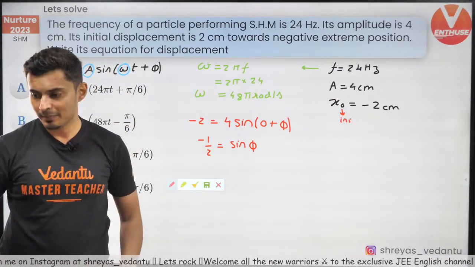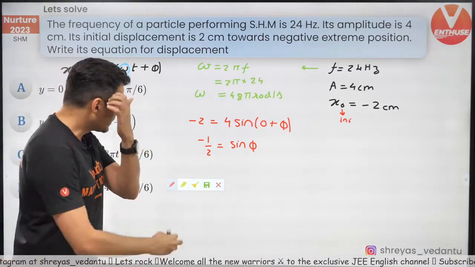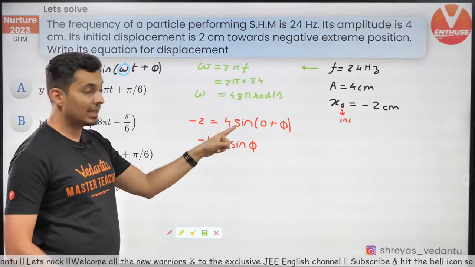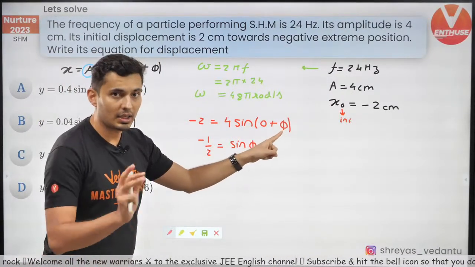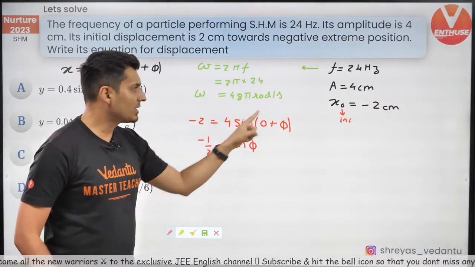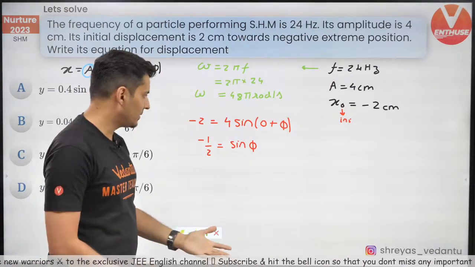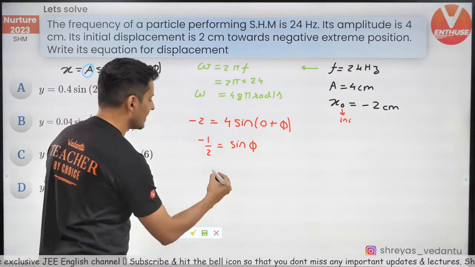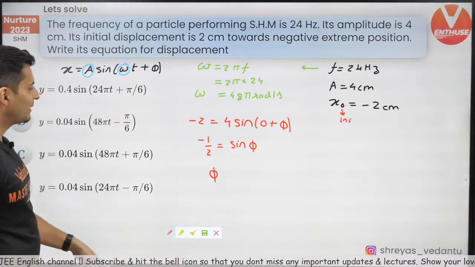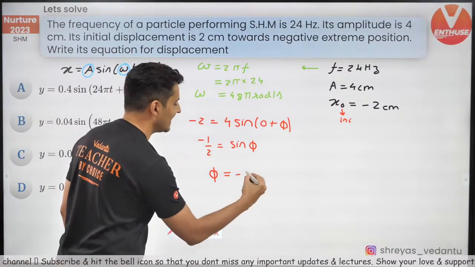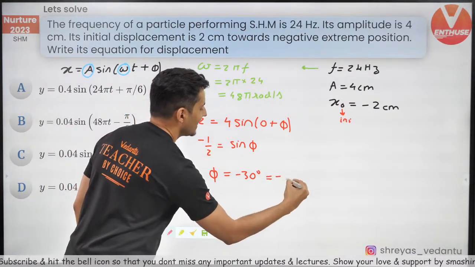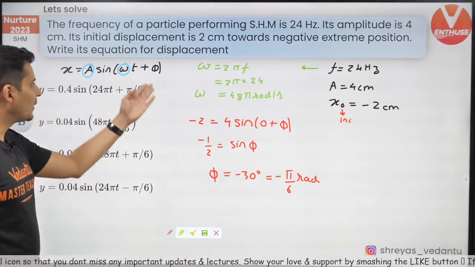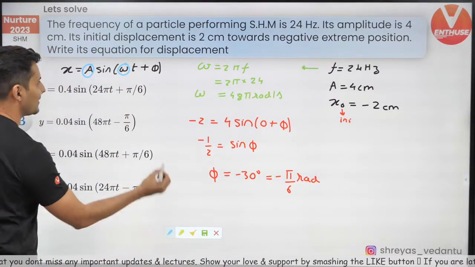Everybody fine till here? I've just substituted time as 0 in the SHM equation. Phi I don't know, amplitude I know, position is minus 2 as per the given question. Now think, whose sine is minus half? The value of phi will be minus 30 degrees, which is minus pi by 6 radian. So we got phi also, that is done.